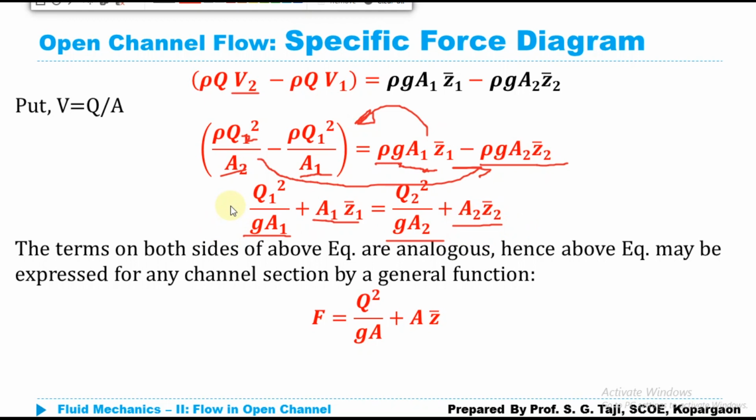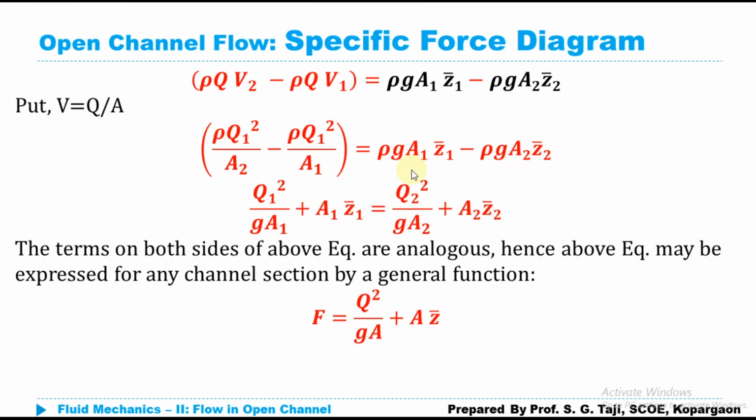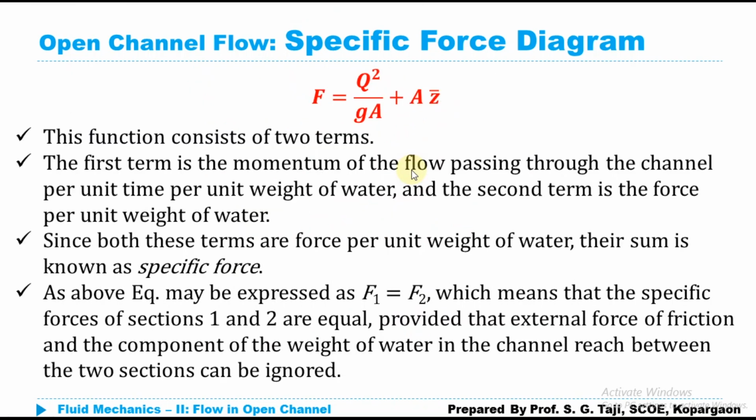Now if you look at this equation, both sides of this equation are analogous to each other, and hence I can simply replace this whole equation on one side with F. Now what is this F? F is this force, because this right-hand side term also represents the force acting at two different sections, and both are analogous, meaning opposite to each other.